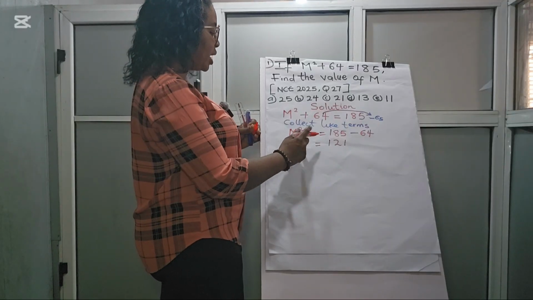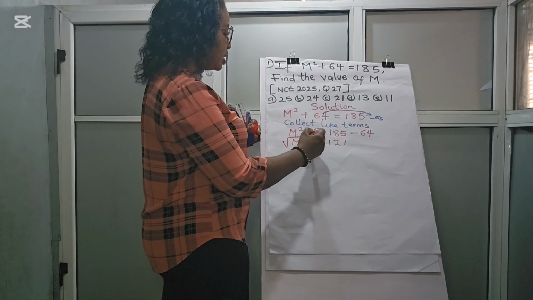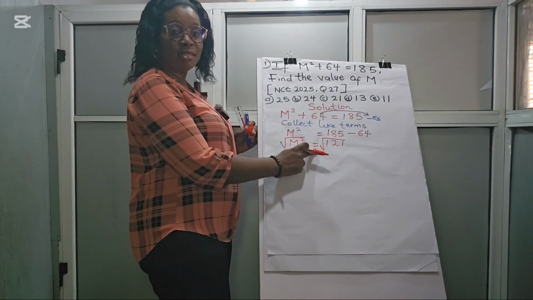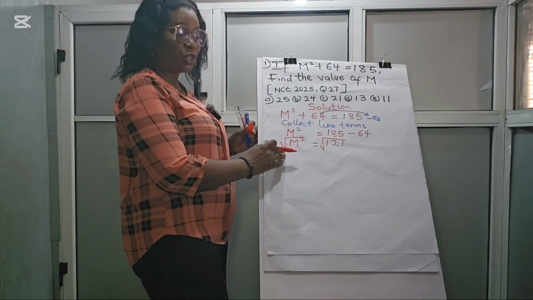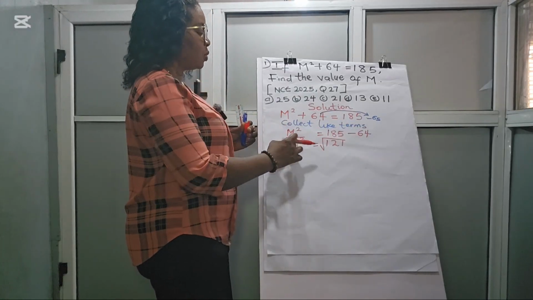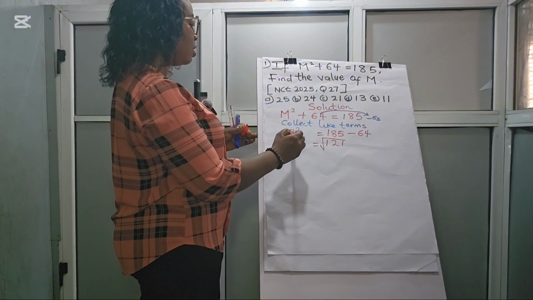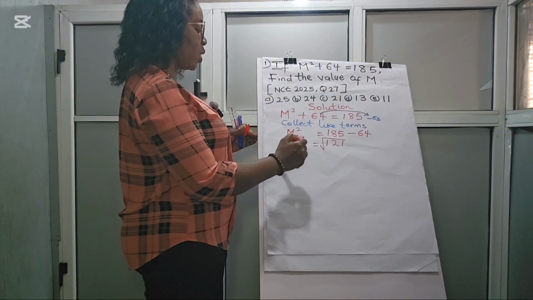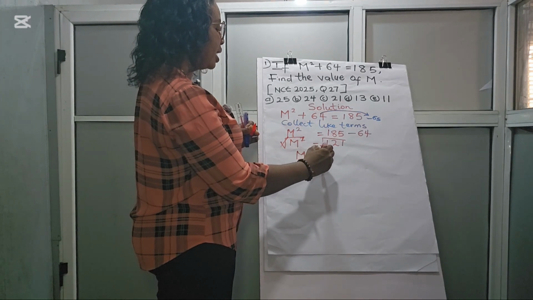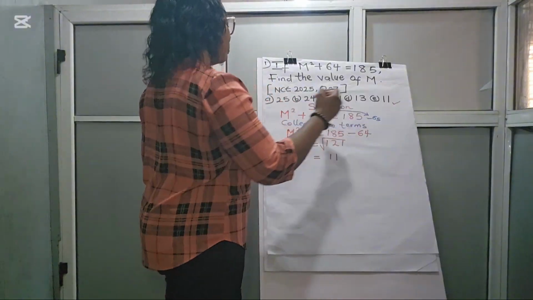The question says find the value of m, so we have to get rid of the square. Mathematically, the only way we can get rid of this square is to find the square root of both sides. Whatever we do to this side of the equation, we must as well do to the other side. Square root automatically cancels the square, because the square root of m squared will be left with m, and m is equal to 11. That's our answer here.